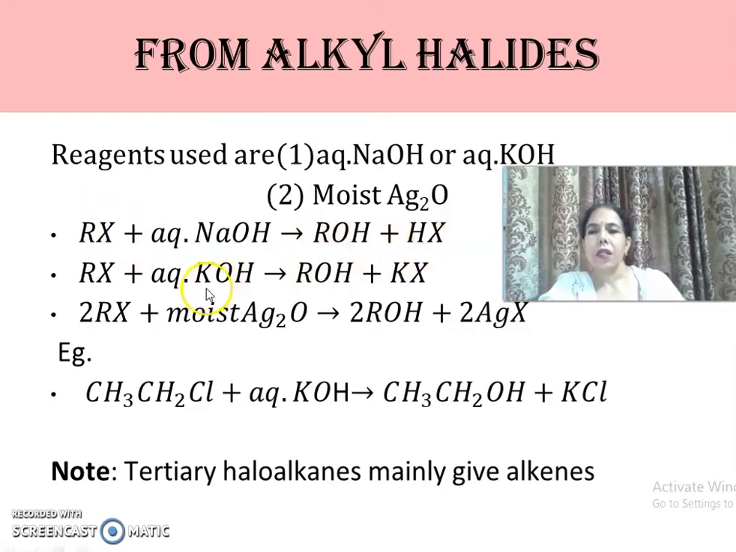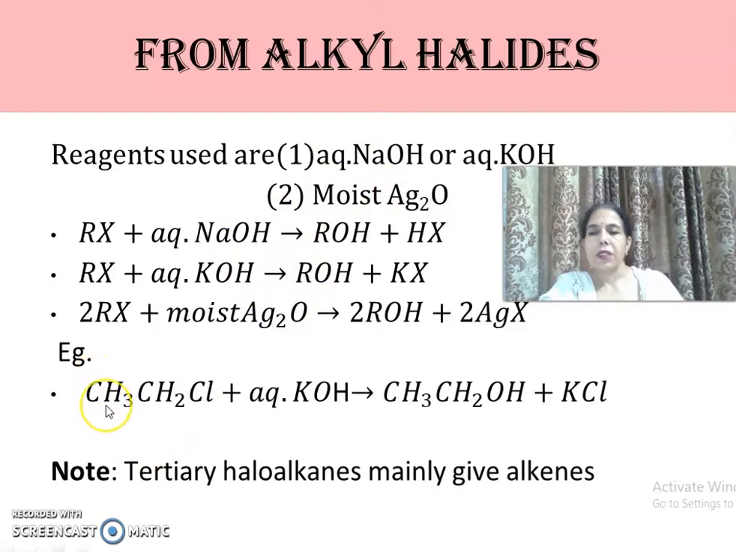Similarly, if we take aqueous potassium hydroxide, then again X is replaced with the OH group and potassium halide is formed. So with sodium hydroxide or potassium hydroxide, alcohols are formed. Similarly, with moist silver oxide also, alcohol is formed as the main product plus silver halide is formed. So for the preparation of alcohols, we can use any of these reagents.